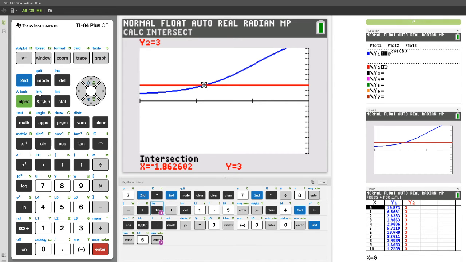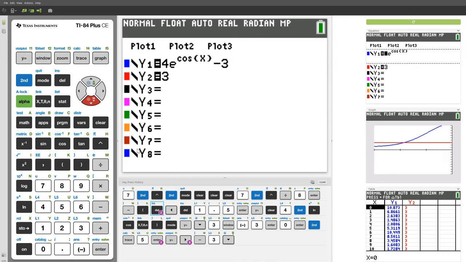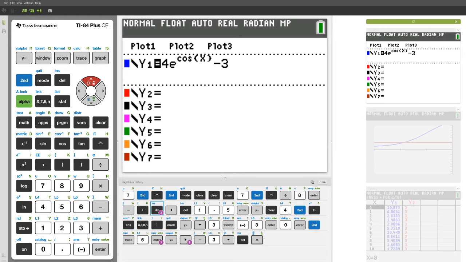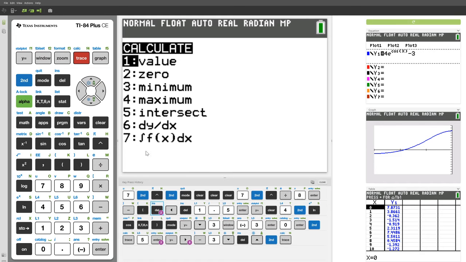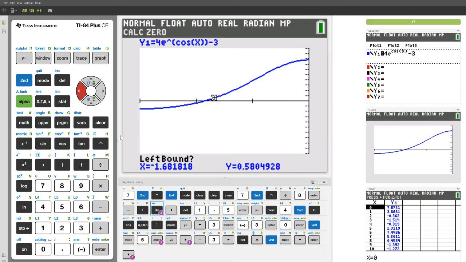The other option is to, remember, get it equal to 0. So it would have been 4e to the cosine x minus 3. I can then delete this. We'll still keep the window the same. And then I'm looking for my 0 at that point. So instead of calculating an intersection, I would now calculate a 0. And then do the left and then the right. That's nifty.